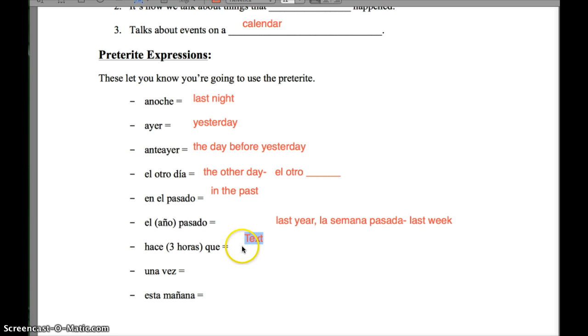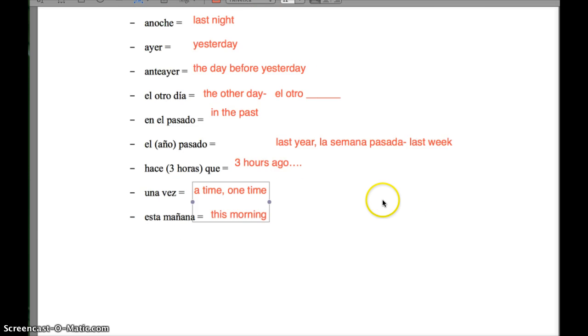Okay. Hace tres horas que, this is a tricky one. So, hace tres horas que means 3 hours ago, I whatever. It literally means it makes 3 hours that, but the translation would be I did this 3 hours ago. It could be hace 2 semanas, 2 weeks ago, whatever. Okay, una vez means a time, and it can also mean one time. One time when I went to my friend Julie's house, blah, blah, blah. Esta mañana means, oopsie. You've just watched the demonstrative adjectives video, and esta is a demonstrative adjective meaning this. So this morning, okay?